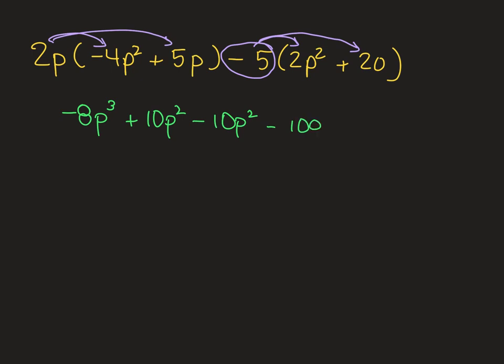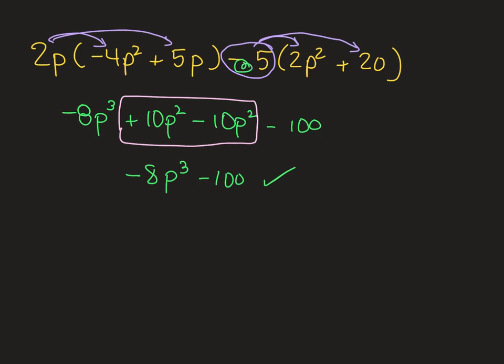Okay, looks like I can combine these like terms, and they actually turn into a 0. That won't always be the case, but they turn into a 0. So I've got negative 8p to the 3rd minus 100. Final answer, there we go. Now, if this had been a plus sign right here, we would distribute a positive 5, multiply everybody by a positive 5. But because he was a negative sign, you have to multiply a negative 5 times 2 and a negative 5 times 20. So that's the only hard part there.